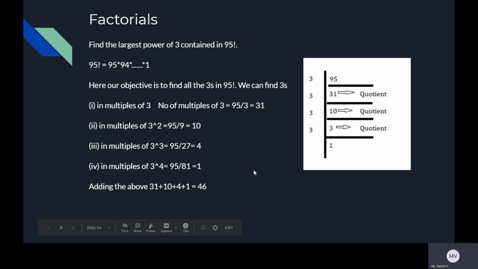I hope you understood this method. This is not factorization, but just a way of denoting the multiples of the powers of whatever prime number we are supposed to find out. Let's look at some examples so that it becomes clear to you.